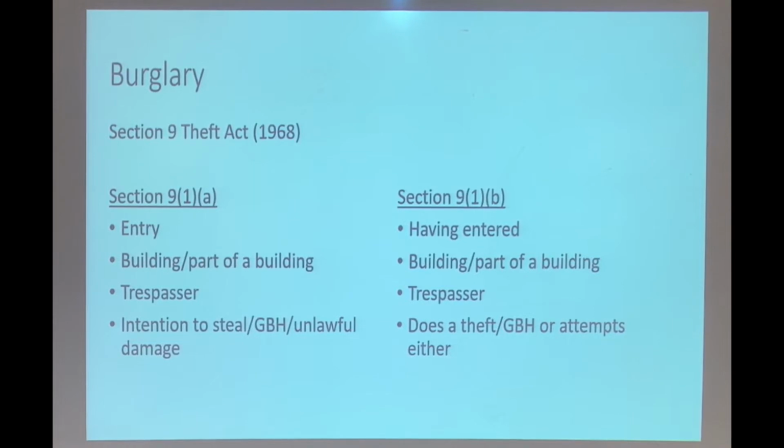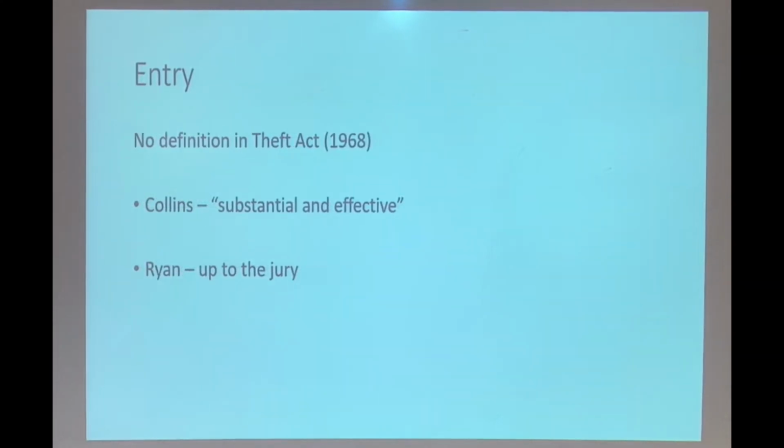In terms of these definitions, we need to look at what does entry mean, what does building, part of building, trespasser, etc. mean. We'll have a look at that. Entry, there's no definition in the Theft Act. A case called Collins did give us a definition. They said entry had to be substantial and effective. That was worked away. There was a case called Brown in between these that you don't really need to know, but Ryan's the most recent case really on it in terms of usefulness. And they got rid of that definition. They said it's simply up to the jury.